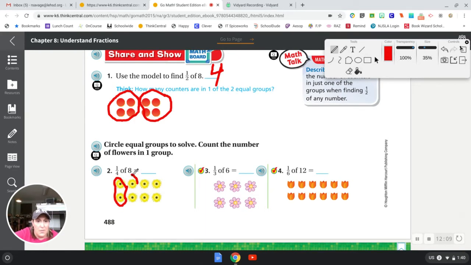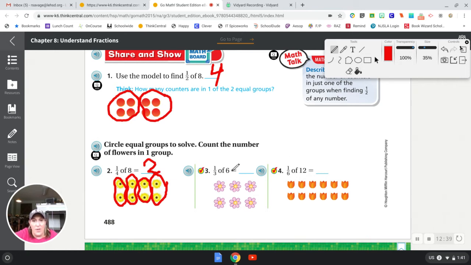I'm going to go like this. Boom. Boom. Boom. Boom. Of course, this would be neater if we were using pencil and paper. So now I made 4 equal groups, and now I need to count the number of flowers in one group. How many yellow flowers are in one group here? You're right, there's 2.